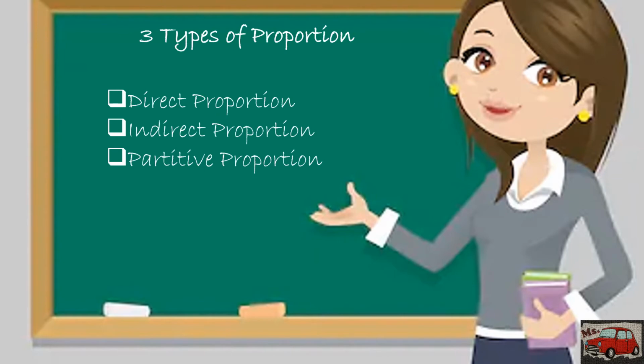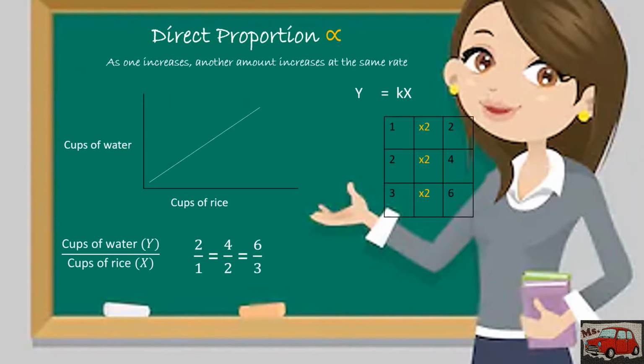Okay, so there are 3 types of proportion. So we have direct proportion, indirect proportion, and partitive proportion. So later, malalaman natin kung ano yung kaibahan nila. Okay? Okay, so the first type of proportion is direct proportion.